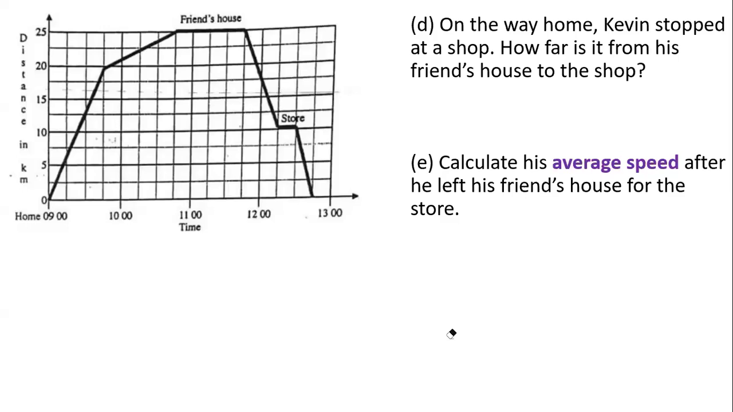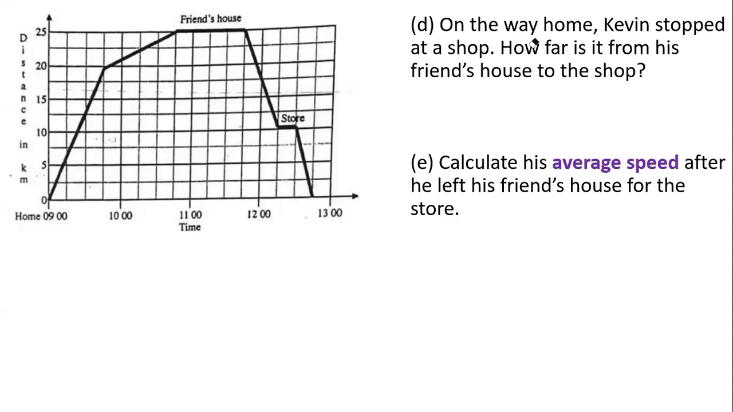Destiny Taylor. Where's Destiny Taylor? Yes, sir. Read D and E. On the way home, Kevin stopped at a shop. How far is it from his friend's house to the shop? E: Calculate his average speed after he left his friend's house for the store. Very good.